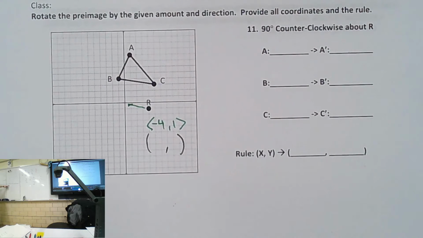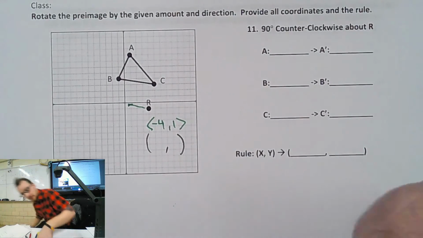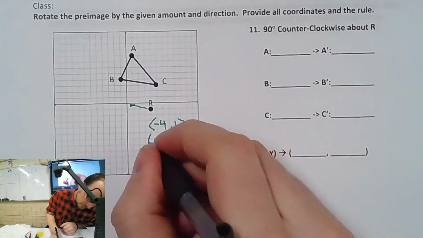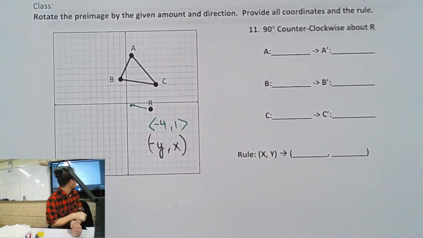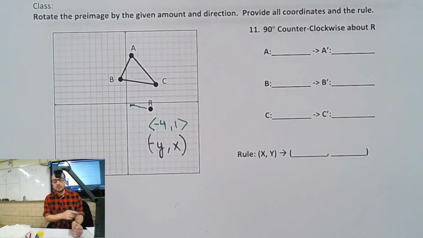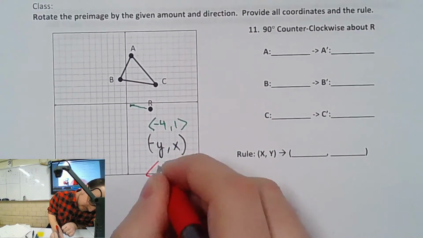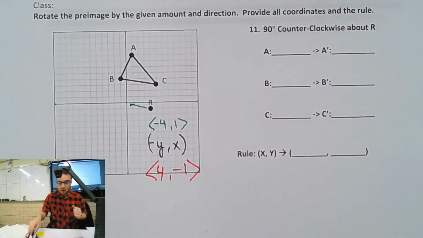Did the horizontal stay horizontal or did it change? It changed. So x and y are going to switch spots. Do we negate anything? Positive, positive, negative, positive. Which one do we negate? The first one. Okay? So we're going to negate the first one, and x and y are going to switch spots. Then we slide it back. 4 minus 1. So what will the rule be?